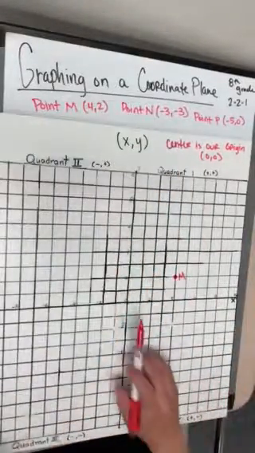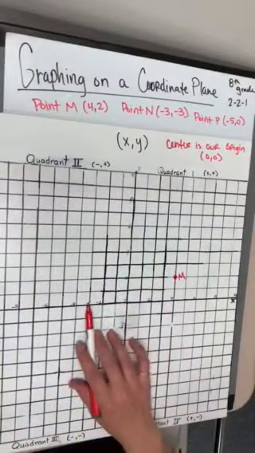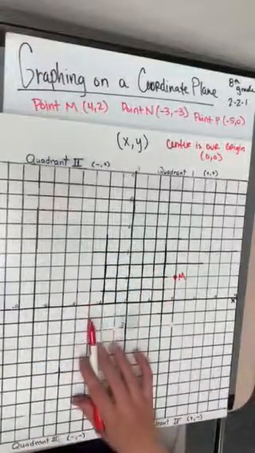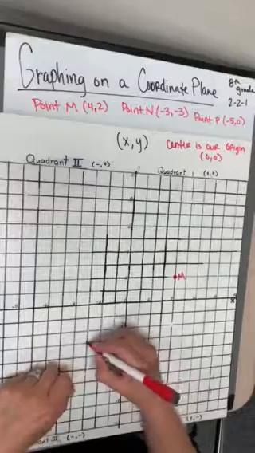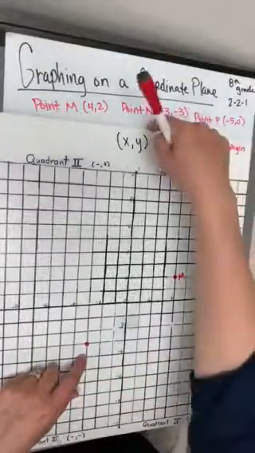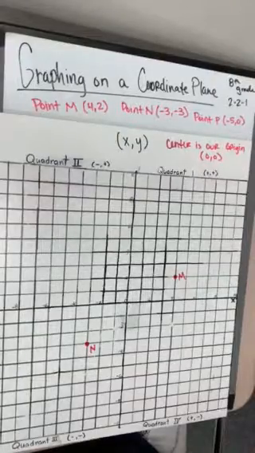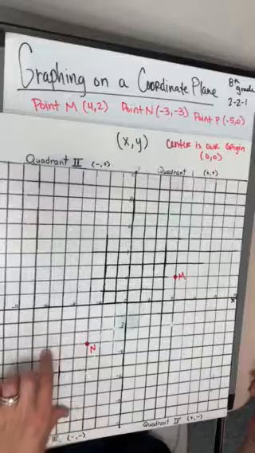Point N, we know we're going negative, so I'll be going to the left first. 1, 2, 3. And then my second number is negative, so I'll go down second. 1, 2, 3. So over 3, down 3. I am now where N needs to be. So I will label that point as N. M is in quadrant 1. N is in quadrant 3.